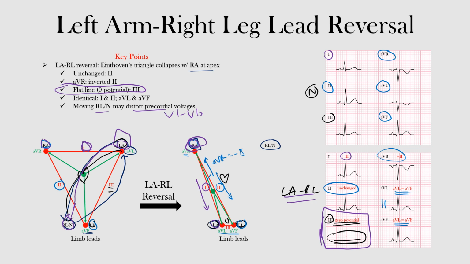Well, that's the end of this lecture. We discussed left arm, right leg lead reversal and how to identify it on the EKG. I hope you learned something.